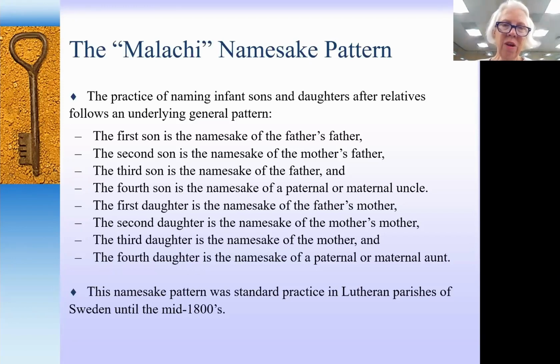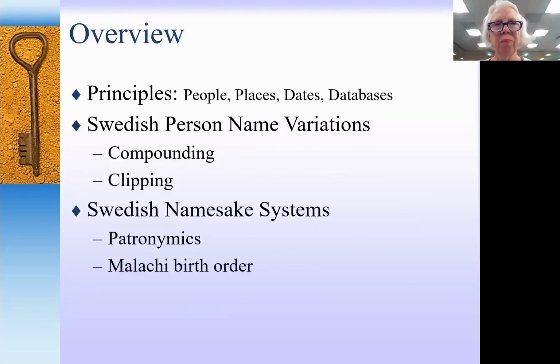The second daughter is the namesake of the mother's mother. The third daughter is the namesake of the mother. And the fourth daughter, if they have another daughter, is the namesake of a paternal or maternal aunt. This is a pattern with many variations, but the overall pattern is the template that guided the naming pattern for many years in Sweden. It was standard practice in Lutheran parishes of Sweden until the mid-1800s.